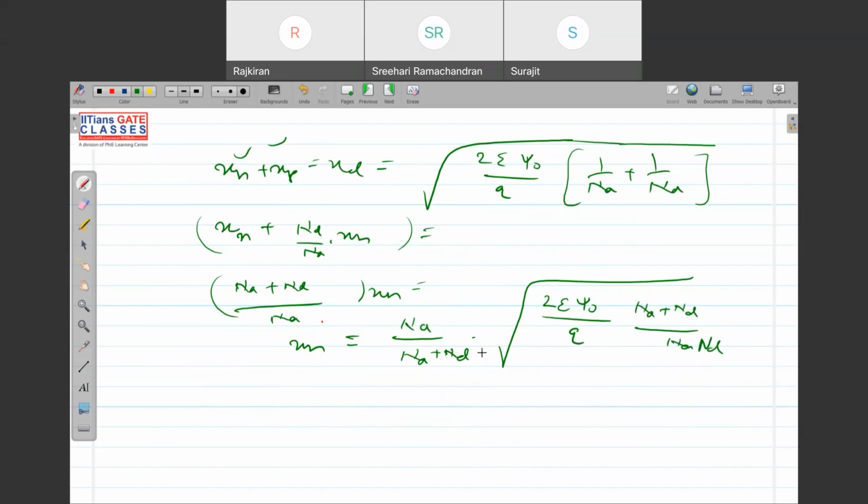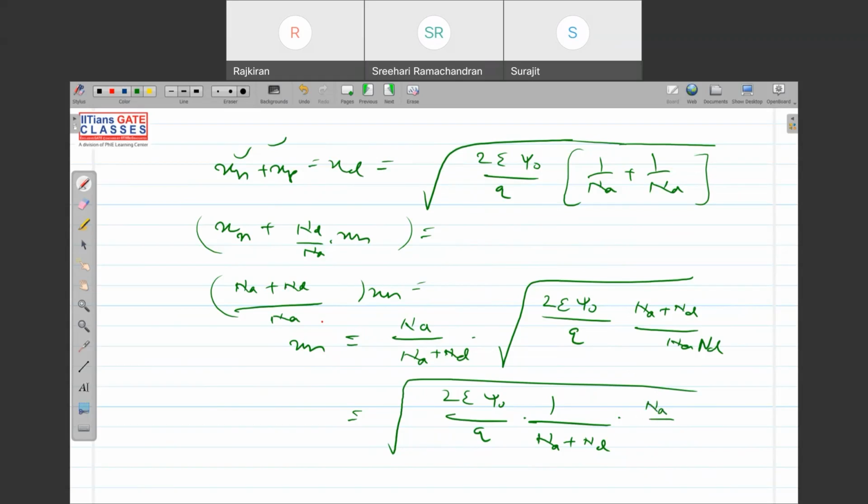You just take inside, how much will it be? Na plus Nd is a whole square, so it will get cancelled, leaving 2 epsilon psi 0 by Q. So (Na plus Nd) whole square, this is N, so it will be below Na plus Nd. Na will go square, so it will be Na by Nd. This is the depletion width towards the N region. Clear?